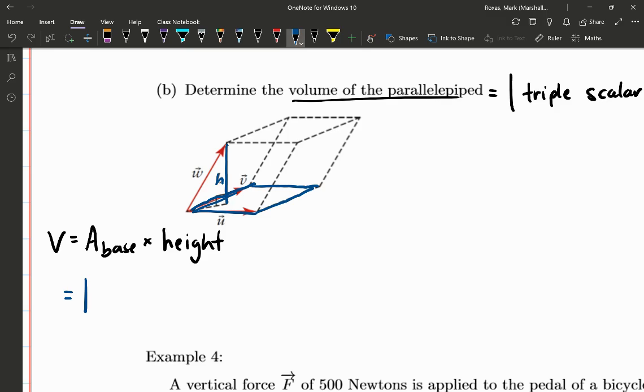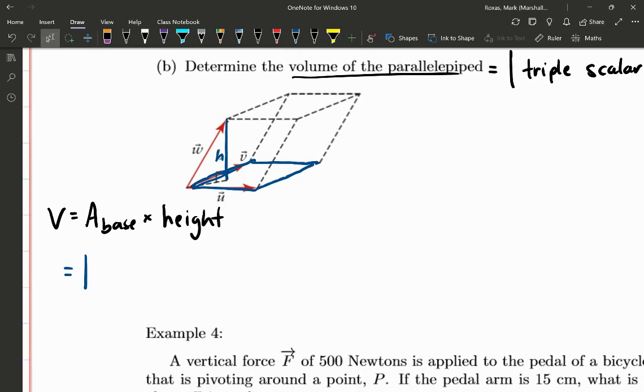The parallelogram area is just the magnitude of the cross product of the two vectors that make up that parallelogram. The vectors that make up the parallelogram are u and v. So the magnitude of u cross v will be the area of the base. Then the height of the prism, h, is not going to be the slant height; it's going to be the perpendicular height.